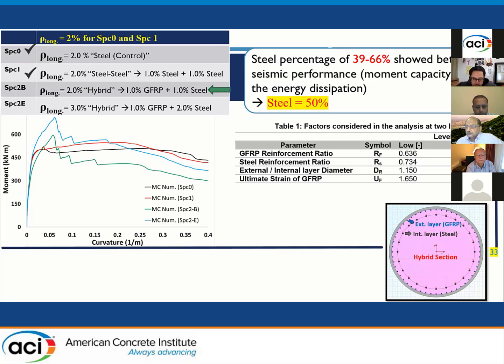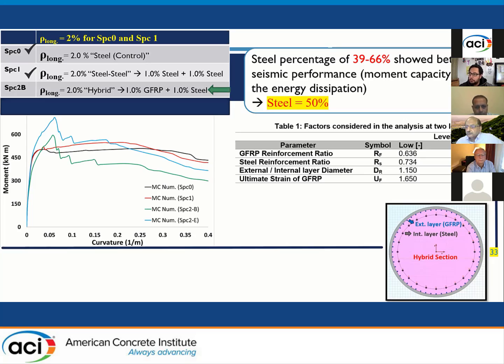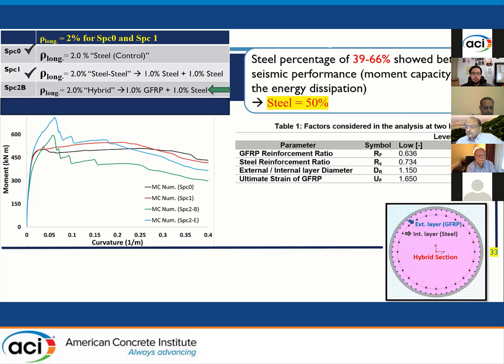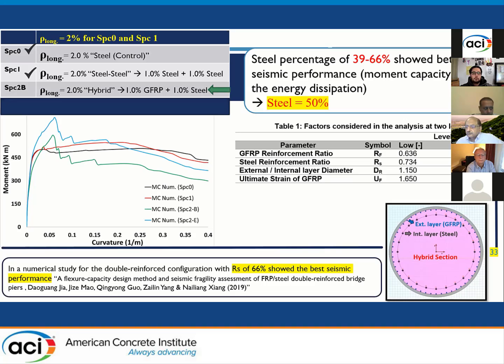But from the numerical analysis done, we concluded that a steel percentage between 40 and 66% showed better seismic performance in terms of moment capacity and energy dissipation. So we excluded the addition option. Now we are talking about replacing the steel with GFRP, as I have shown you in the previous slides with the different parameters. This has also been validated from the literature through a double reinforced configuration section, where they highlighted that a reinforcement ratio of 66% showed the best seismic performance.